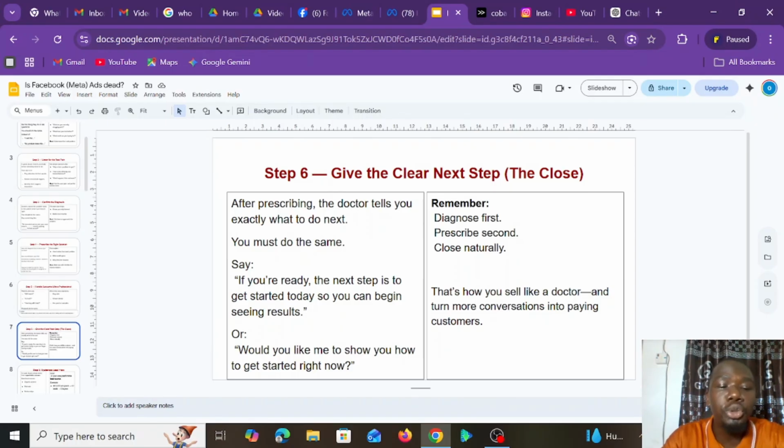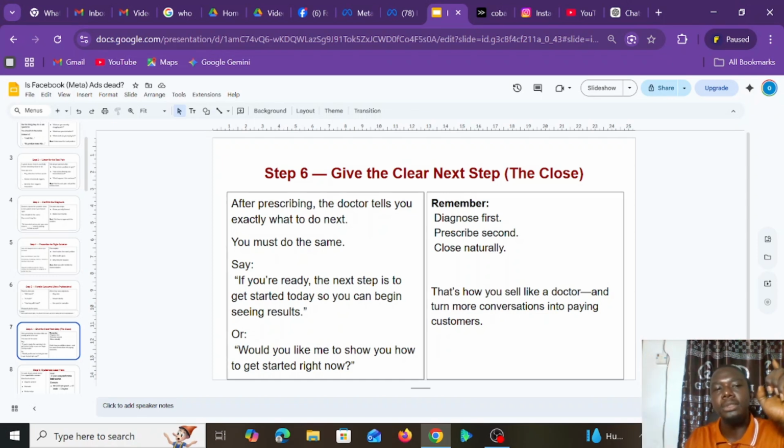After you have shown your solution to your prospect, don't expect them to make the decision. Tell them the decision that they should make. If you are ready, the next step is to make payment now, and start running tomorrow, and you start seeing results. And they'll say, okay, drop your account details, and you drop it, and you close the sale.